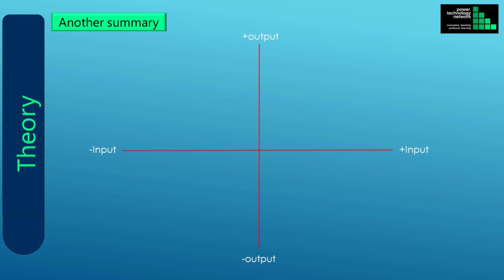The first quadrant of the diagram contains the non-inverting amplifier with a positive input. This is the non-inverting amplifier. The red arrows show the positive input and the corresponding positive output. The third quadrant of the diagram shows the non-inverting amplifier with a negative input. This is also a non-inverting amplifier.